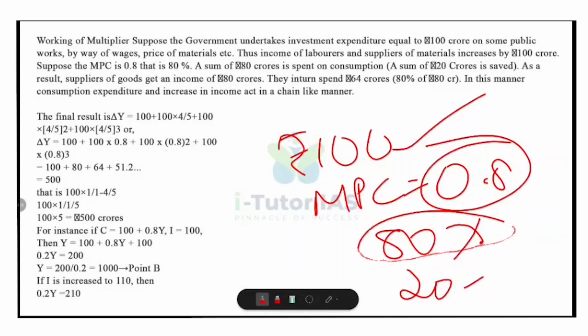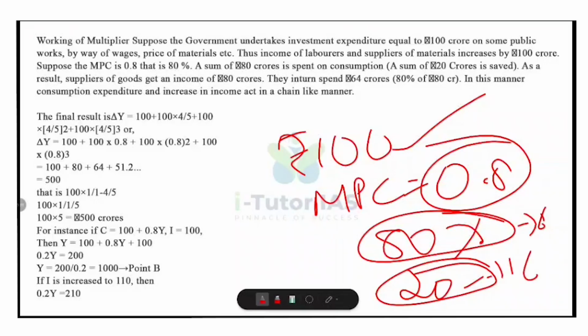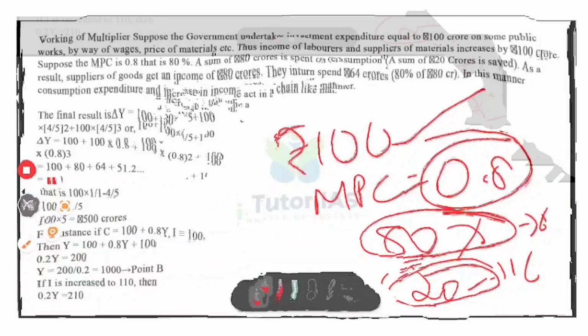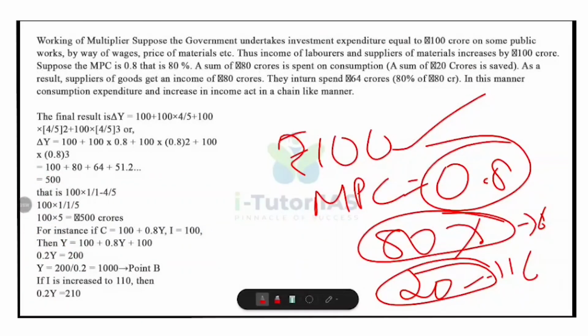And this 80 crore spend becomes income for shopkeepers and producers. They in turn spend 80% of it and save 20%. That is 64 crore and 16 crore. So there is a chain reaction. This continues like a chain. First 100, then 80 crore, then 64 crore, and in the fourth round it will become 51.2 crore, and so on. So each round generates smaller and smaller increments in income.